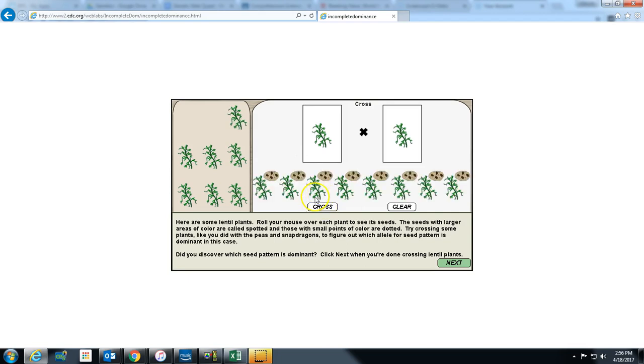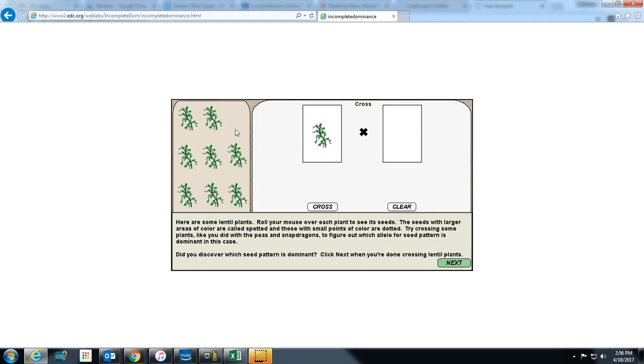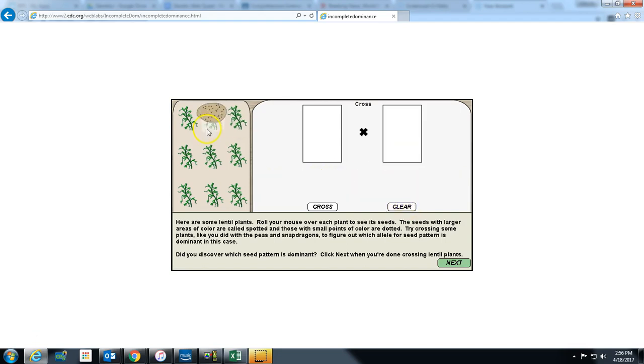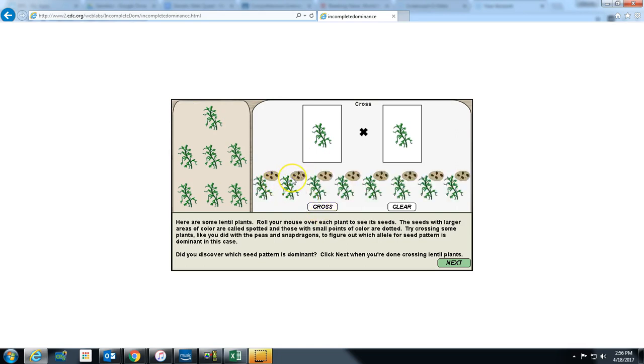What happens when I cross a dotted and a spotted? I get all mixed, dotted and spotted. What happens if I do a dotted and spotted with a dotted and spotted? Ooh, interesting. Some are just spotted, some are dotted, and some are mixed. What happens if I do a spotted and a mixed? I get some that are mixed and some that are spotted, but none that are just dotted.